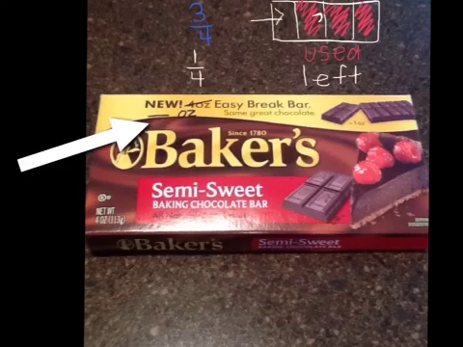And if this is 3 ounces, then I know that this little piece is just 1 ounce left over. So I'll make myself that note on the box and I'll be ready for the next time I cook.